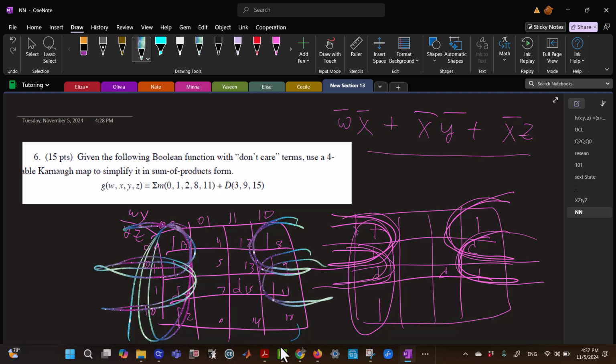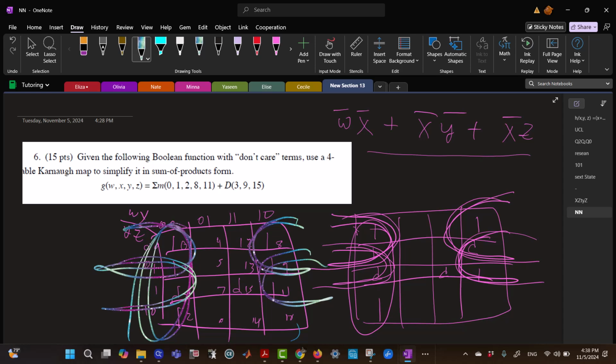Wait, isn't that symbol supposed to be the zeros? The D's? No, I'm talking about the sigma M. No, no, that's min terms. Those are the ones. 4 over here, then 4 over here. The sigma M means the sum of the min terms 1, 2, 8, and 11. So those are ones. And the don't cares are at 3, 9, and 15.